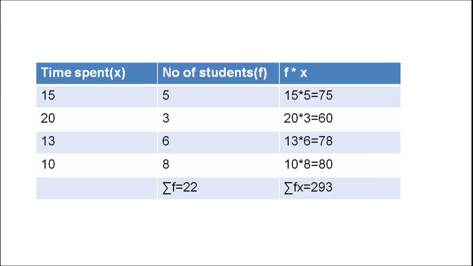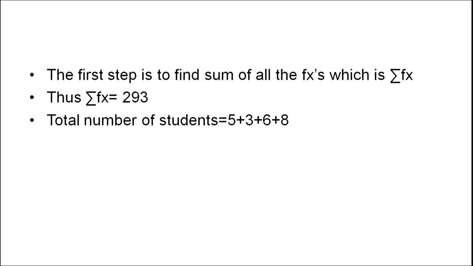And next step, we need to count the total number of students. That is represented by sigma f equals 22. All the fx products are summated to find the sum, that is sigma fx equals 293. Once again, the first step is to find the sum of all the fx, which is sigma fx. Thus, sigma fx equals 293. Total number of students equals 5 plus 3 plus 6 plus 8. Mean is calculated by the formula mean is equal to sigma fx divided by sigma f equals 293 divided by 22 equals 13.62.